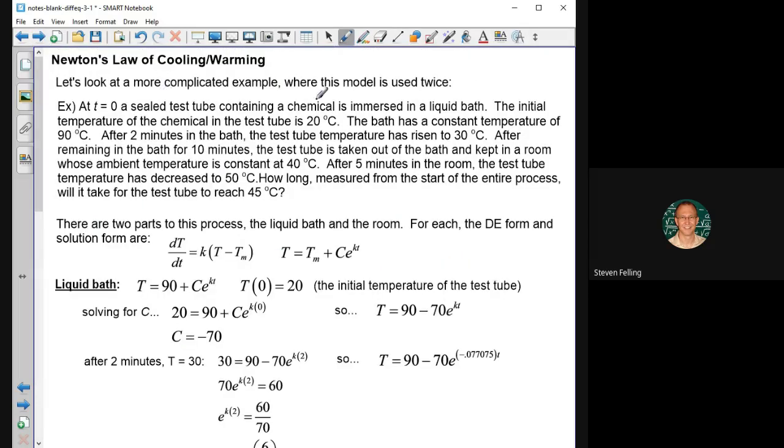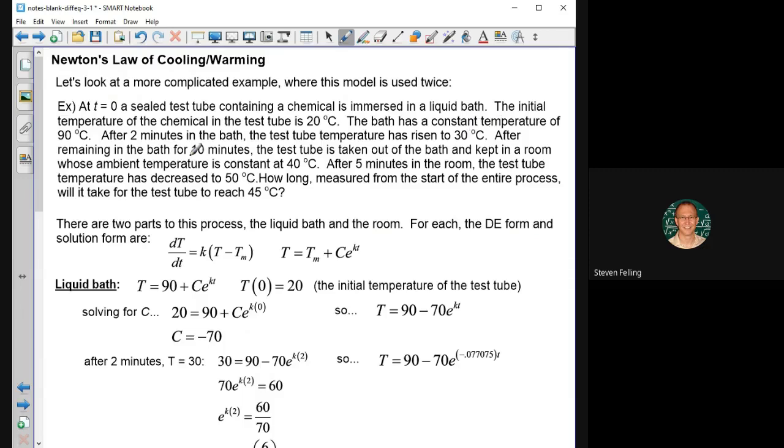Here's a specific example where we actually have to use this model twice with two different differential equations. At time t equals 0, a sealed test tube containing a chemical is immersed in a liquid bath. The initial temperature of the chemical in the test tube is 20 degrees C. The bath has a constant temperature of 90 degrees C. After 2 minutes in the bath, the test tube temperature has risen to 30 degrees C.